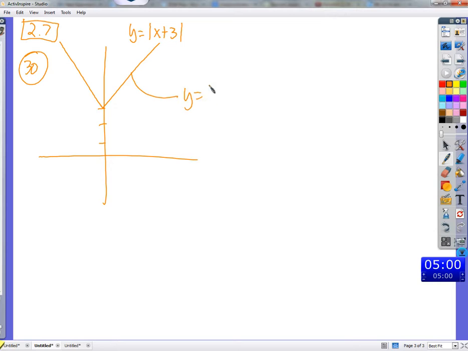This is the graph of y equals the absolute value of x after you take the absolute value, then add 3. So you'd have to go to the left on the x-axis 3 to get that graph. So this graph would be moved to the left 3 rather than up 3.